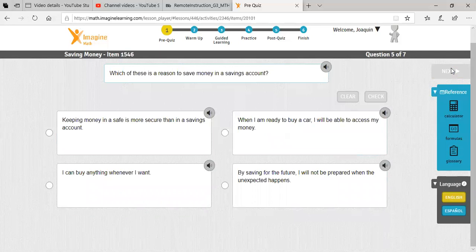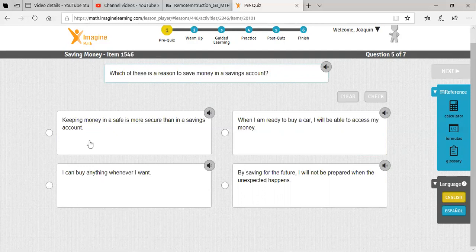Which of these is a reason to save money in a savings account? A good reason. Keeping money in a safe is more secure than in a savings account? No. You have money in a safe, that means in a box at home. Somebody might steal the box, even though most safe boxes are heavy. Well, if there is a will, there is a way. They might steal the box or crack the box open and take the money from there. So no, it's not more safe.